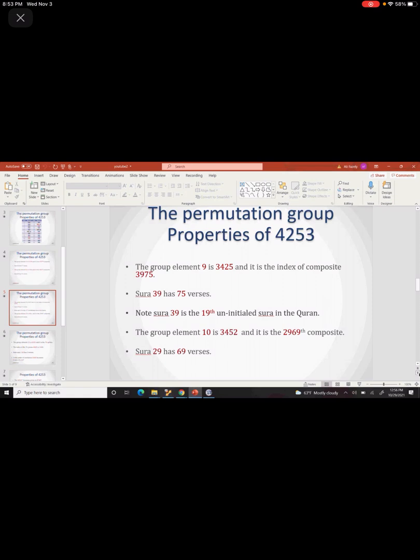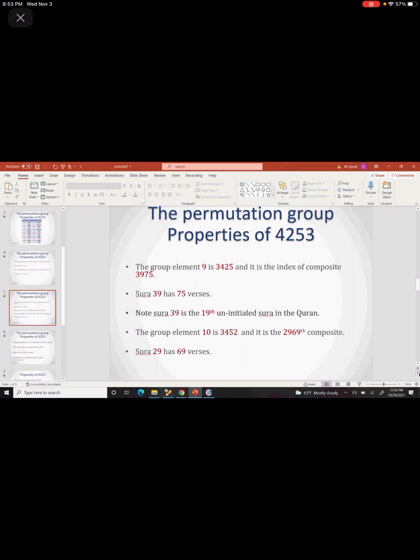Now, furthermore, group element 9 is 3425, and it's the index of composite 3975, and Surah 39 has 75 verses. Also, we know that chapter 39 in the Quran has a unique property. It happens to be the 19th uninitial surah in the Quran. So if you count all the uninitial surahs from the beginning of the Quran to chapter 39, you notice that chapter 39 is the 19th one.